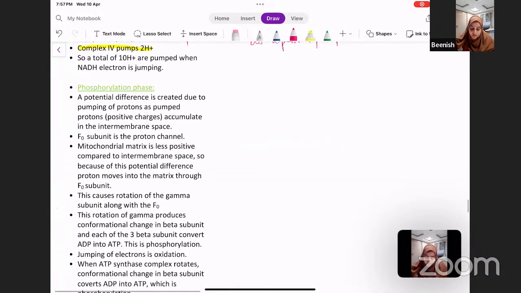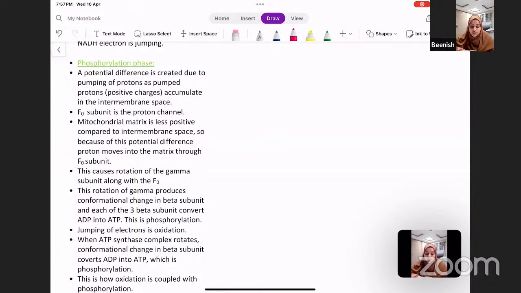Now the phosphorylation phase. A potential difference is created due to the pumping of protons, as positive charges accumulate. From the matrix, you are pumping hydrogen ions into the intermembrane space. So obviously, your positive charges are accumulating in the intermembrane space. Your mitochondrial matrix is less positive, and your intermembrane space is becoming more positive due to accumulation of positive charges, and this creates a potential difference or a potential gradient.